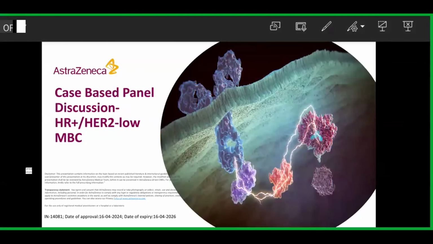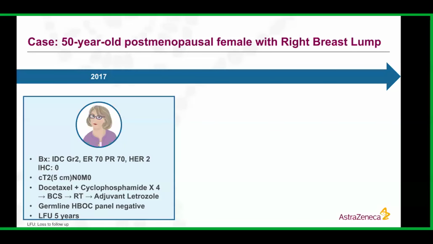Good, thank you. So let us go to a case-based panel discussion, which is a hormone receptor positive HER2 low metastatic breast cancer. She is a 50-year-old postmenopausal female diagnosed with IDC, grade 2 disease, ER/PR 70% positive, HER2 negative, T2 disease, that is 5 centimeters, node negative. She wanted a BCS, so she was given NACT, TC 4 cycles, underwent BCS, followed by adjuvant radiation therapy and adjuvant hormonal therapy. Her germline BRCA panel was negative, and she was lost to follow-up for 5 years.